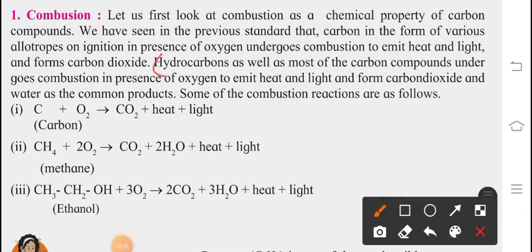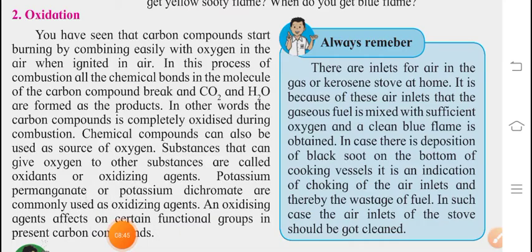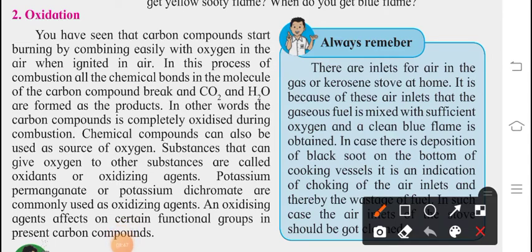Hydrocarbons as well as most carbon compounds undergo combustion in the presence of oxygen to emit heat and light and form carbon dioxide and water as the common products. Next is oxidation.